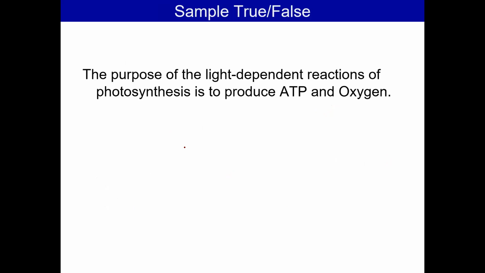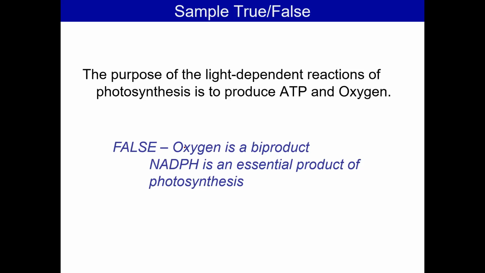True and false question. The purpose of the light-dependent reactions is to do what? Produce ATP and oxygen? No, unfortunately not. Oxygen is not the purpose here. I mean, we like oxygen as plants or as animals, but oxygen is the byproduct. So this should read ATP and NADPH. So that is the purpose of the light-dependent reactions.